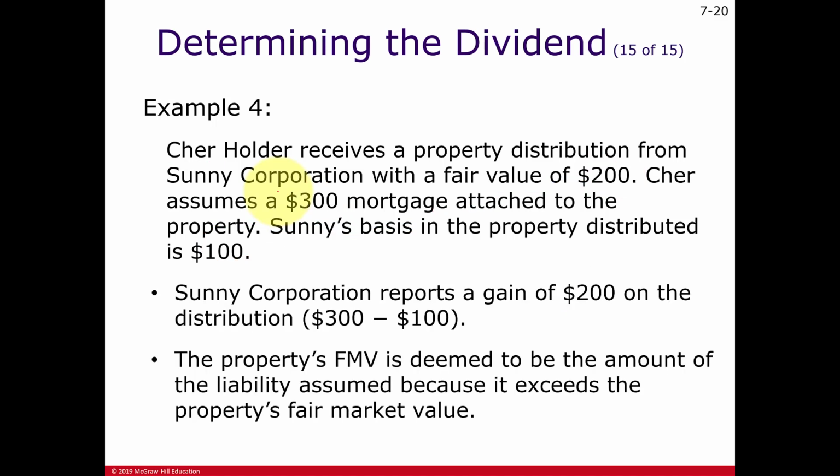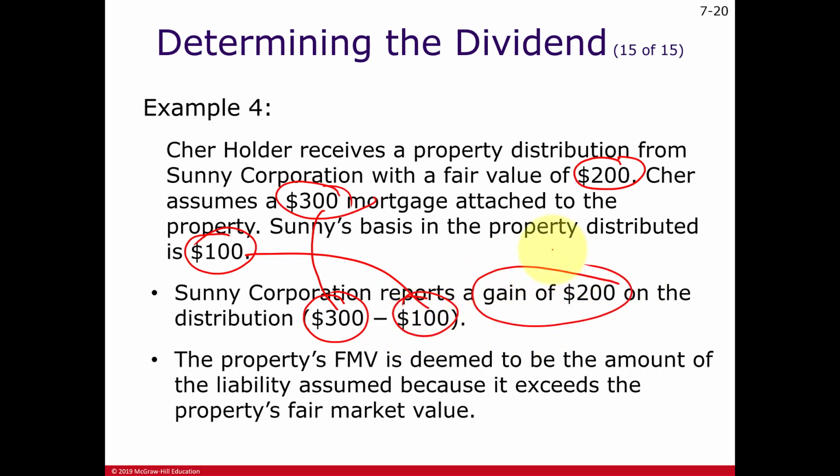Example number 4. This time, the value is 200. The mortgage is bigger, 300. The basis of the property to the corporation is still 100. So this time we're saying that the sales price is the higher amount, the mortgage. Subtracting out the cost basis gives us a gain the corporation has to report of 200.